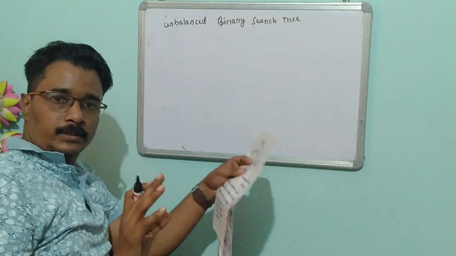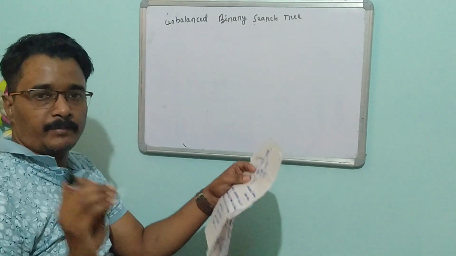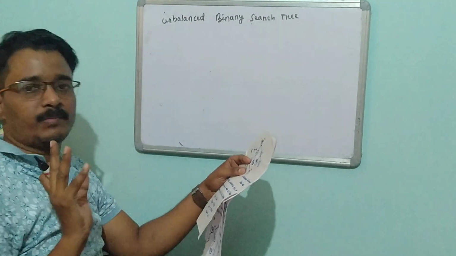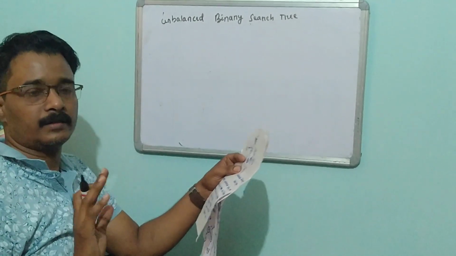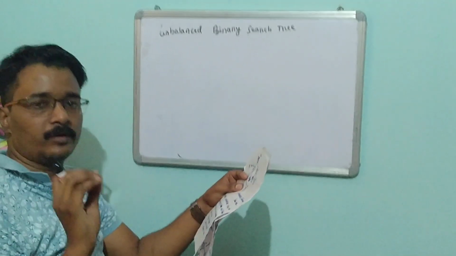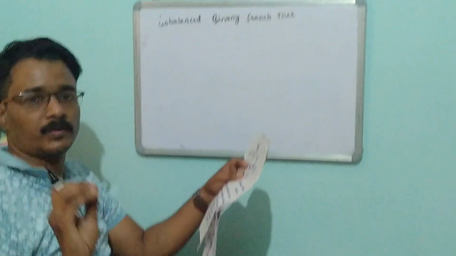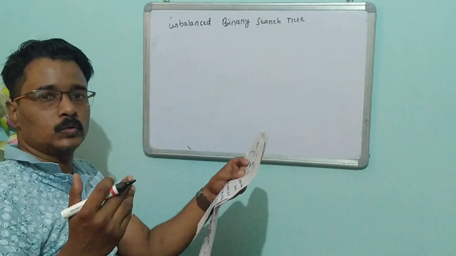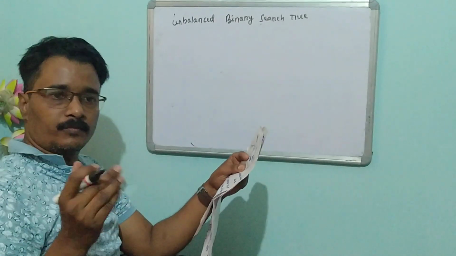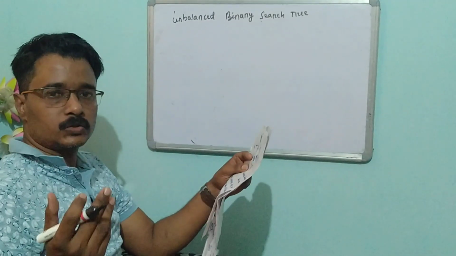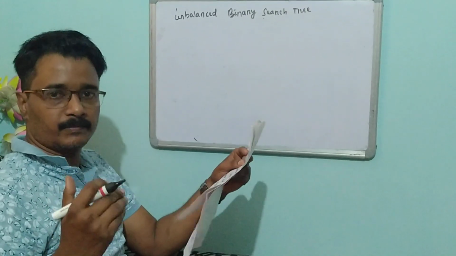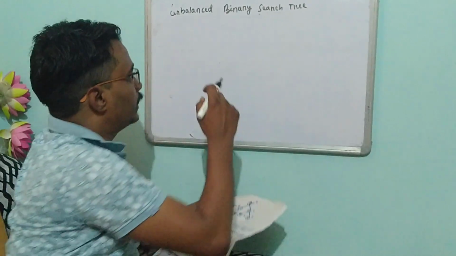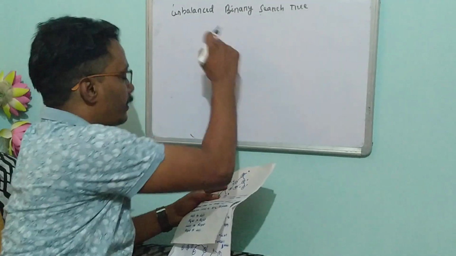We know about the balanced binary search tree where the balance factor remains 0, 1 and minus 1. But in the unbalanced binary search tree, the balance factor of some node never remains 0, 1 and minus 1. It has a balance factor of 2 or minus 2. So whenever the balance factor is 2 or minus 2, we consider this binary search tree an unbalanced binary search tree. It will be clear if I give it diagrammatically.